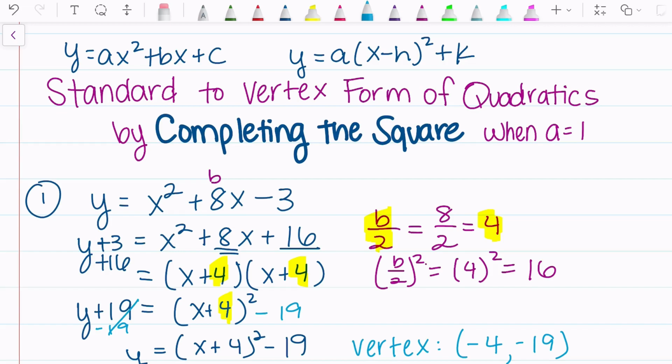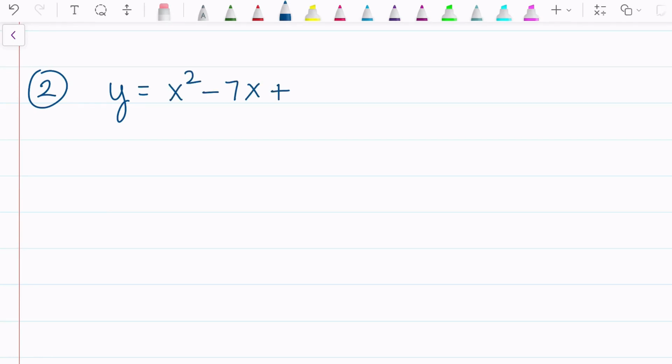All right, let's do another example where the b value is not so nice. All right, so let's say I give you example 2, y equals x squared minus 7x plus 1. So my first step is I'm going to move that 1 over. It's going to become negative since it was positive. It moved. I just subtracted it from both sides. And then I'm going to leave a blank because I want that perfect value.